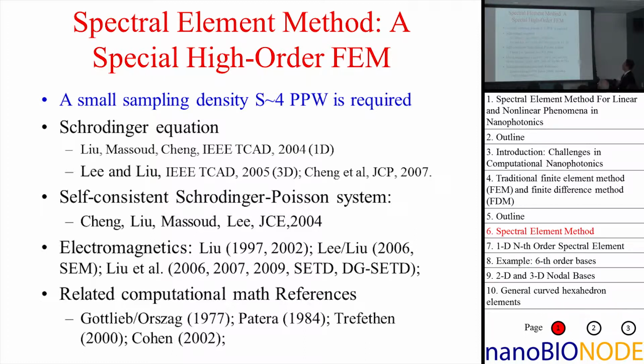We have applied this to Schrodinger equations in quantum mechanics and in the self-consistent Schrodinger-Poisson system. And in electromagnetics, we started this with a pseudo-spectral element method in '97. But in other related areas, for example computational acoustics and elasticity, people have also been using the spectral element method.